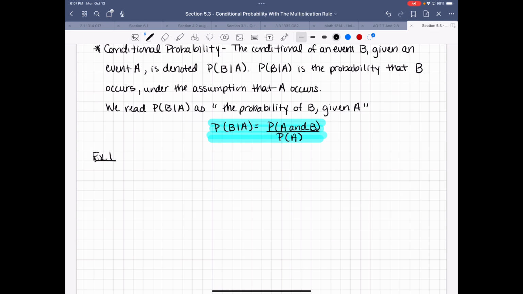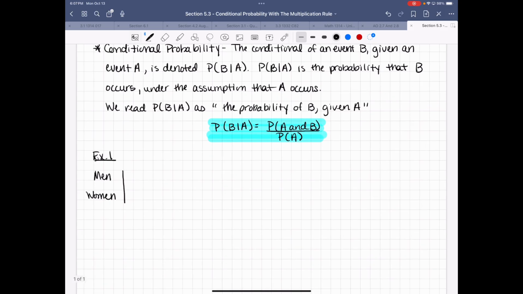Example 1, we have a chart. And this chart contains the number of men and women that are not high school graduates, that are high school graduates, that have some college with no degree, that have an associate's degree, that have a bachelor's degree, and an advanced degree. And these numbers are recorded in millions. Okay, so we've got men, we've got women. It'll take a minute to draw the table.